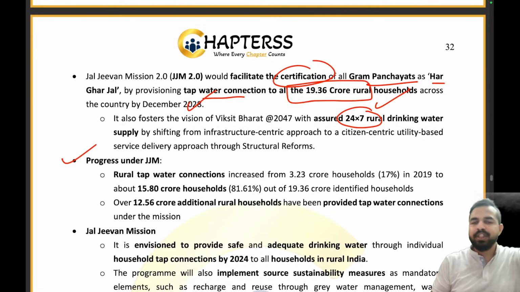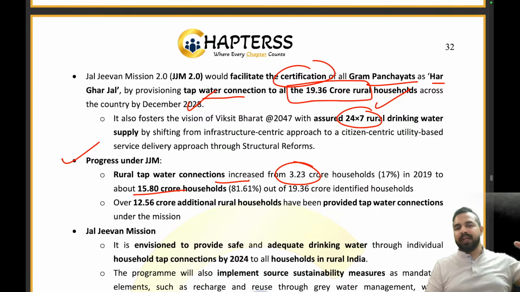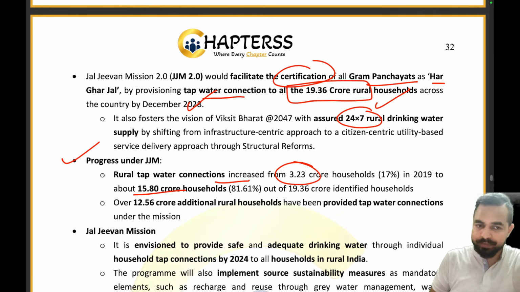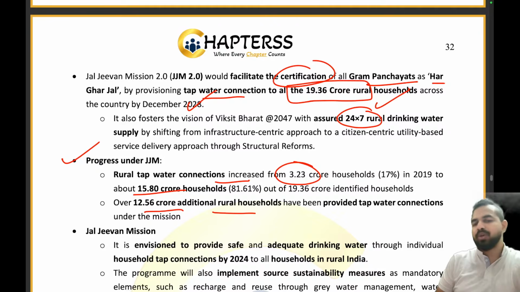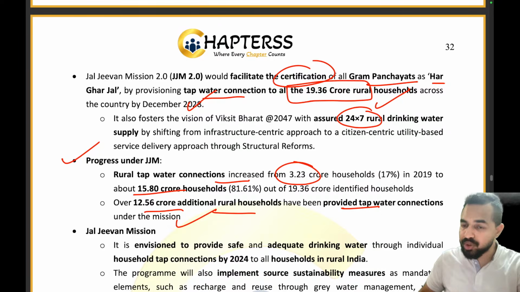Now what is the progress under the Jal Jeevan Mission? What is the actual data? The rural tap water connection has increased from 3.23 crore households to 15.8 crore. See guys, under the Jal Jeevan Mission we have improved from 3.23 crore to 15.8 crore, and the target under the mission is 19.36 crore. Over 12.56 crore additional rural households have been provided tap water connections under the mission. The target was 3.23, that was already achieved, but we have achieved 5 times more, that is 15.8 crores. Clear everyone?